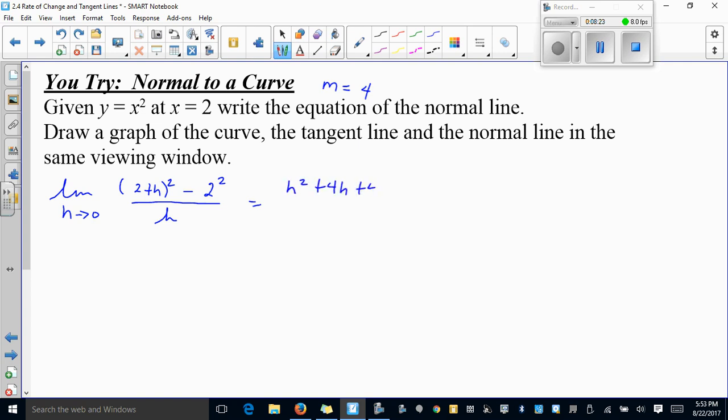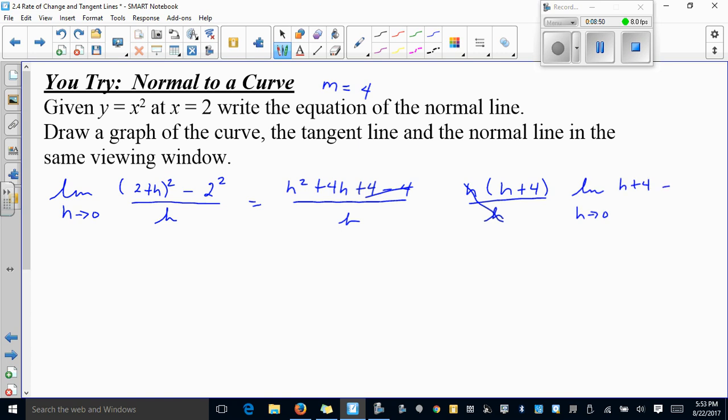My 4's cancel out, so I'm left with h times h plus 4 all over h, and my h's cancel out. And so when I do the limit, as h approaches 0 of h plus 4, I get 4, which is what we got before. Granted, we got 4.001, but we got 4.